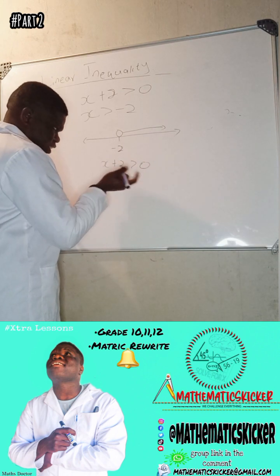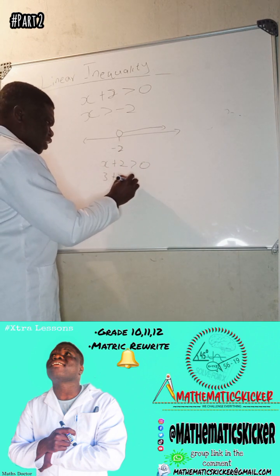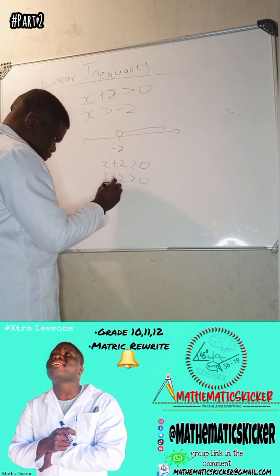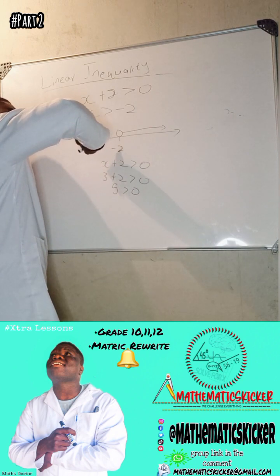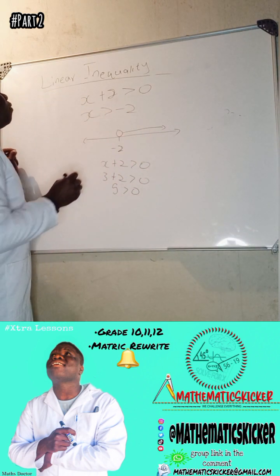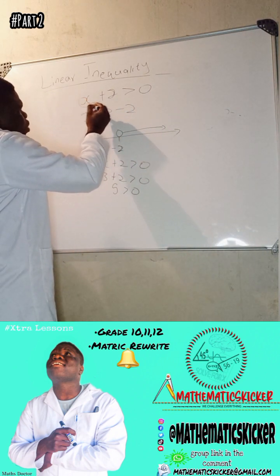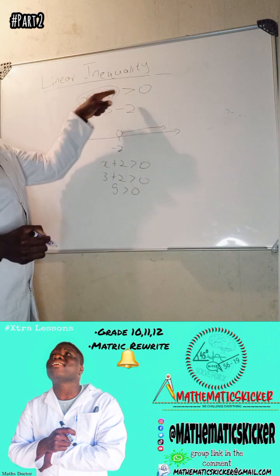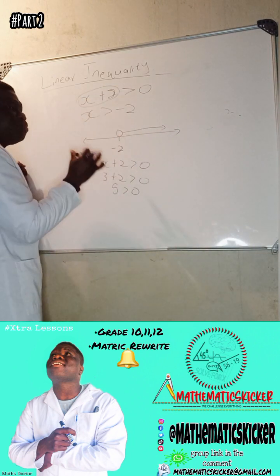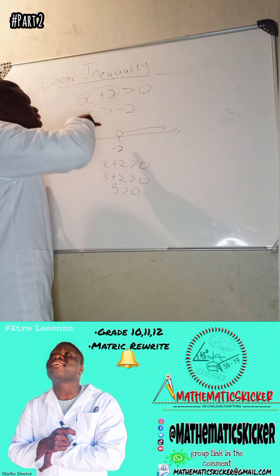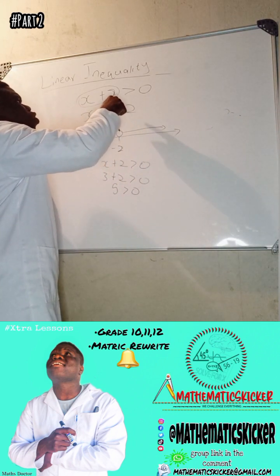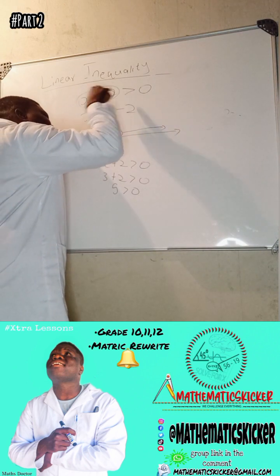Let's take 3. 3 plus 2 is greater than 0. It means that 5 is greater than 0. It's true that any value which is greater than minus 2 will make this expression greater than 0. That's how we deal with linear inequalities. What does this mean? It means that any value which is greater than minus 2 will make this expression greater than 0.